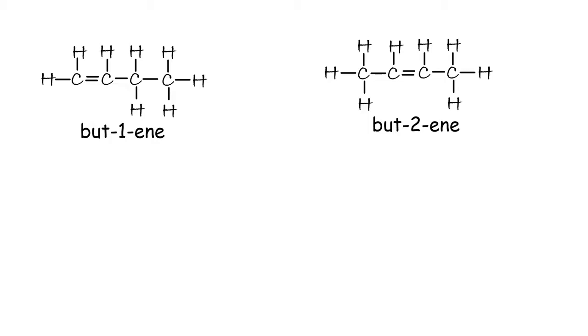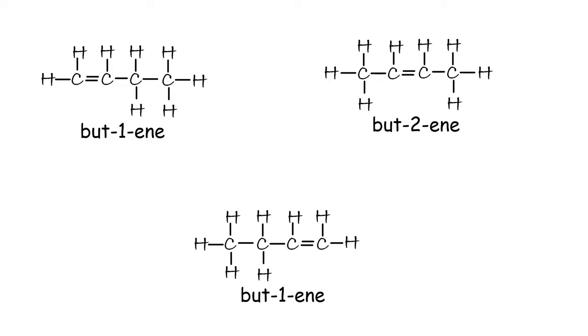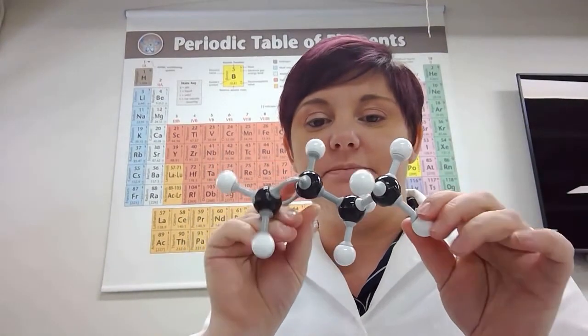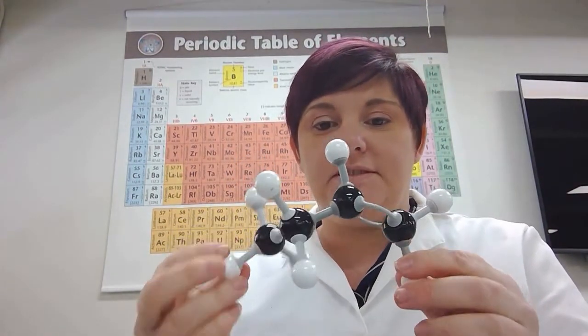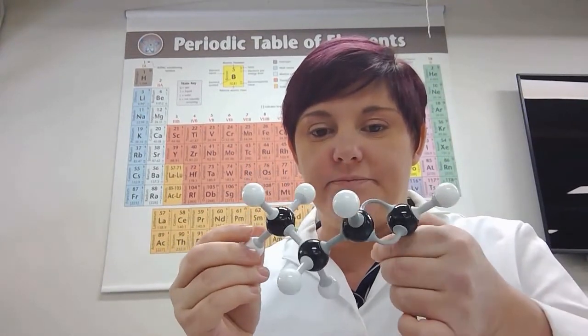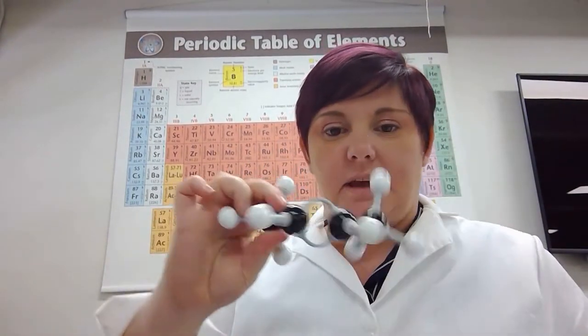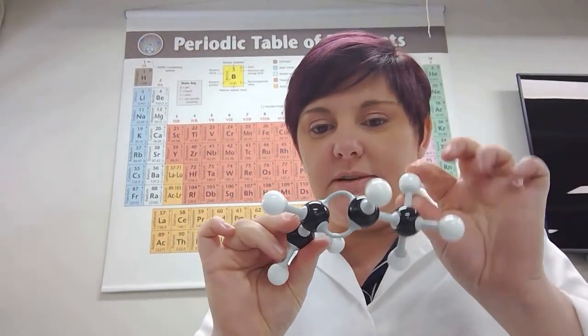This is but-1-ene and but-2-ene. These are the only two possible positions of the double bond, because as we can see, if we were to move it into the third position, this is just but-1-ene again. Once again, this can be seen more easily by looking at the model. So this is but-1-ene, and this is but-2-ene.